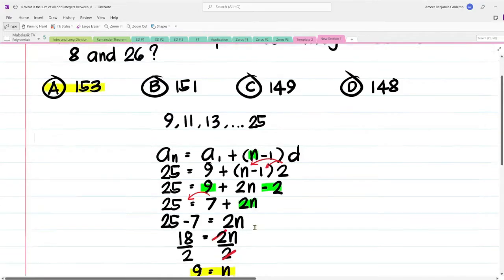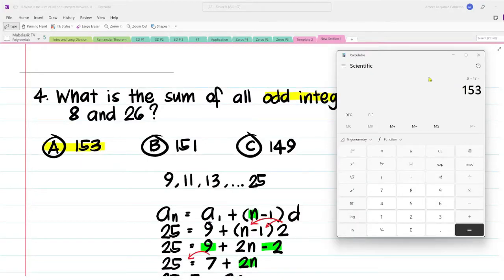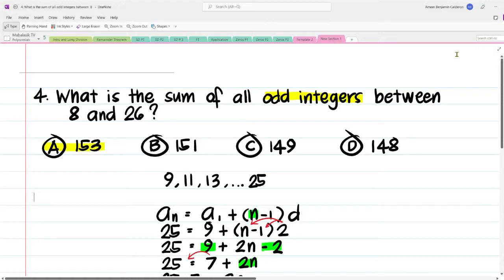Or, since medyo may kahabaan yung solution, you can just use your calculator and then just press everything. So 9 plus 11 plus 13 plus 15 plus 17 plus 19 plus 21 plus 23 plus 25. And you also get 153. Ingat lang sa pagpindot para hindi magkamali ng sagot. Anyway, let us proceed to number 5.